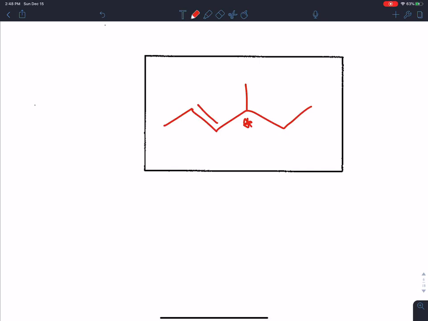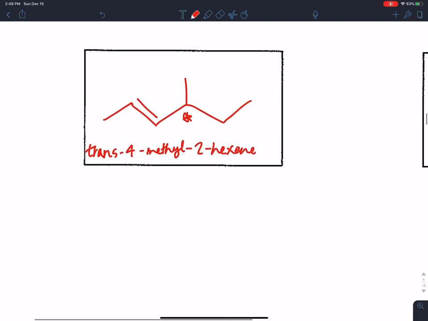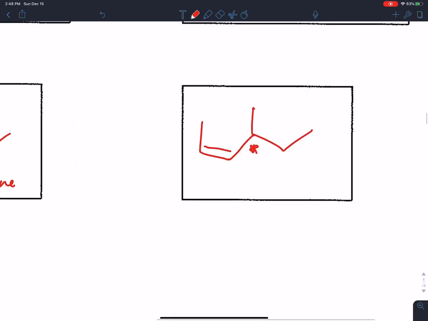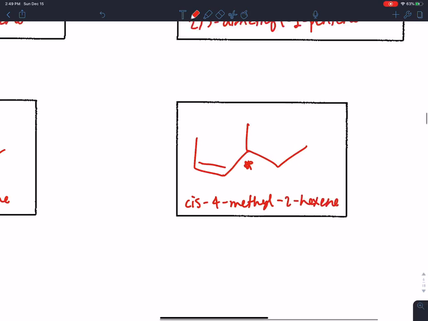And then this one specifically, you have to start with trans first. And then I have a 1, 2, 3, 4 methyl. And then it's a 2 hexene. The next one's gonna be a cis. And then you go 1, 2, 3, 4 again. 4 methyl, 2 hexene. Just like that.